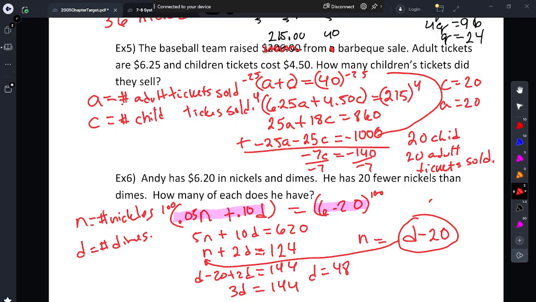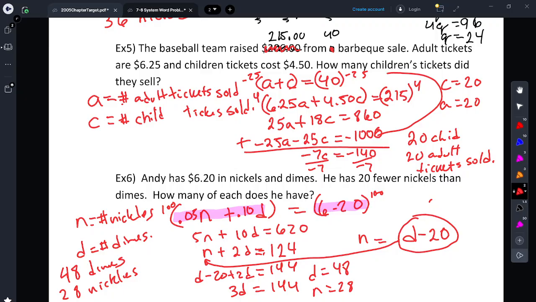All right, if the dimes is 48, then what's the nickels? 28. Why? Because the dimes minus 20 makes the nickels. There's 20 less of them. All right, so there we go. We think that's our answer, right? We think there's 48 dimes and 28 nickels. Now let's make sure that's right. 48 is 20 more than 28. That's good. And let's do the harder part.